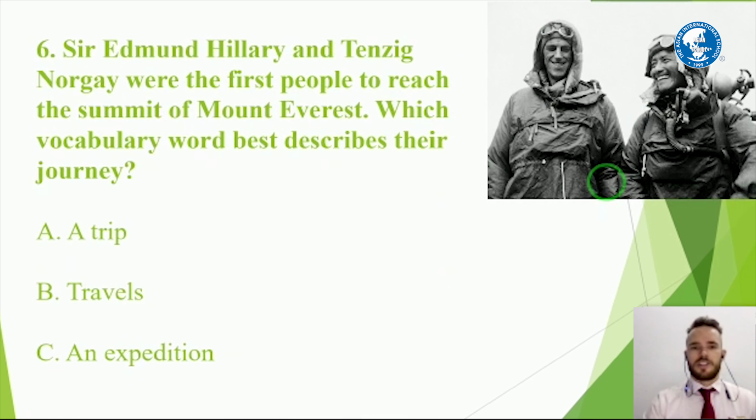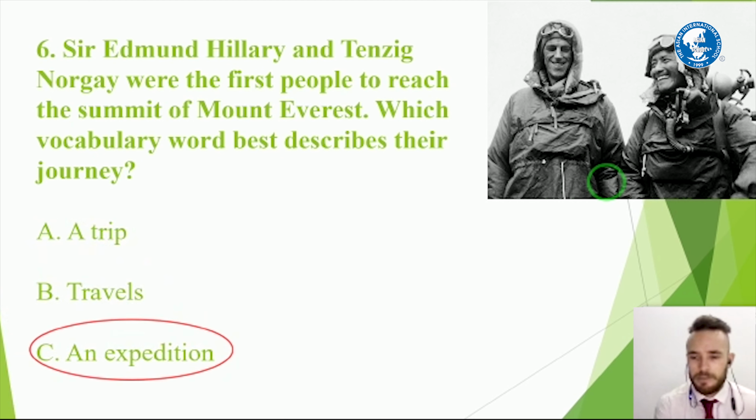Okay. Sir Edmund Hillary on the left and Tenzing Norgay on the right of the picture were the first people to reach the summit of Mount Everest. Which vocabulary word best describes their journey? A trip, travels, or an expedition? Okay, so this was a journey with a particular purpose. They traveled under their own steam, using their own energy rather than vehicles. So we would call this an expedition.